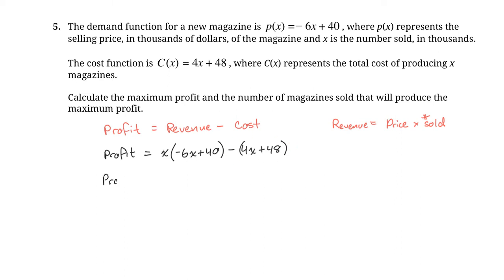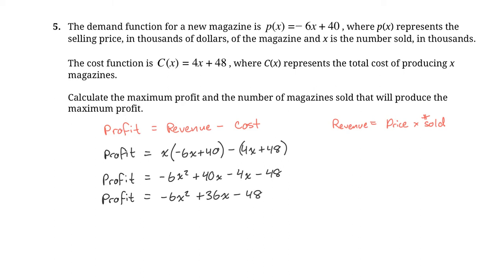So let's actually just simplify this equation and get rid of all of our brackets. So we need to expand everything. And we're just going to get negative 6x squared plus 40x minus 4x minus 48. And there are some terms that we can collect here and combine. So if we combine all our like terms, we're just going to get negative 6x squared plus 36x minus 48. So now we just have a quadratic.